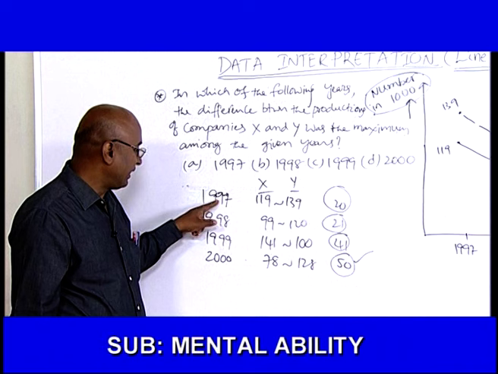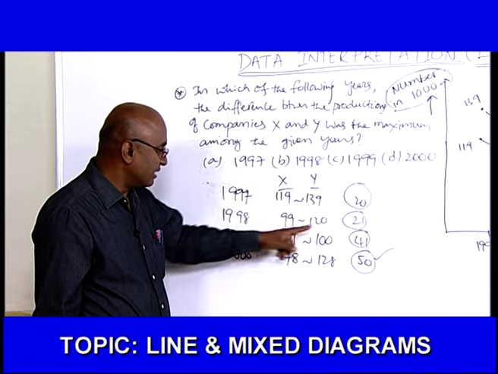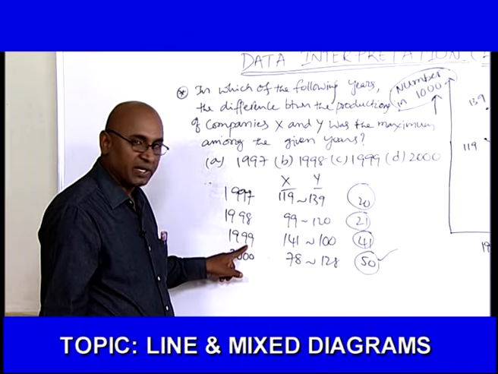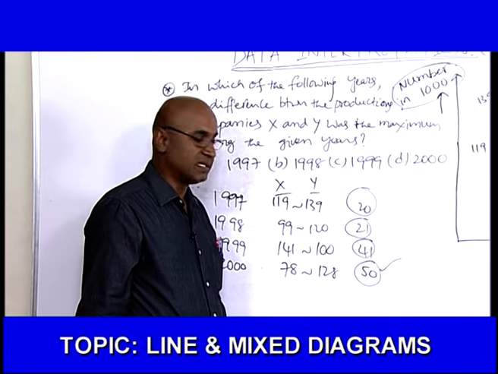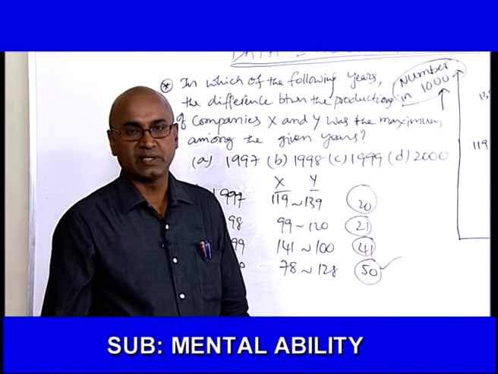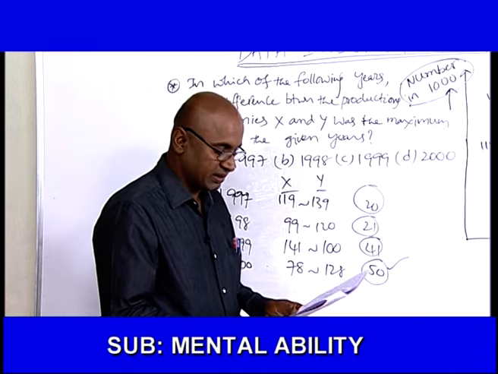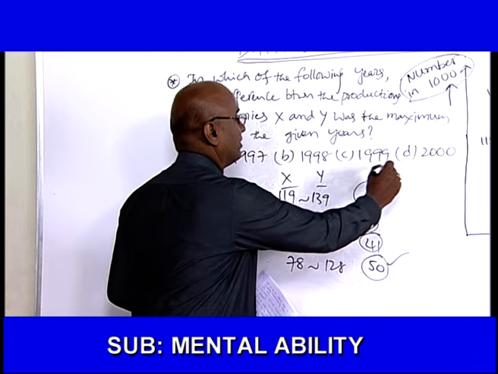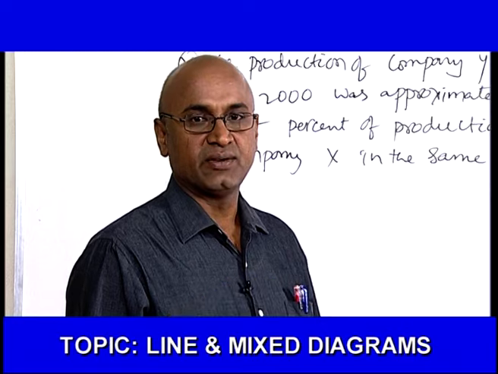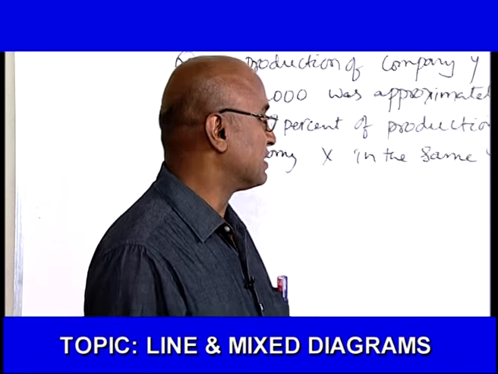So in the year 97 it is 20,000, 98 it is 21,000, 99 it is 41,000, and in the year 2000 it is 50,000. Hence we can say that the maximum is in the year 2000. Answer is D.